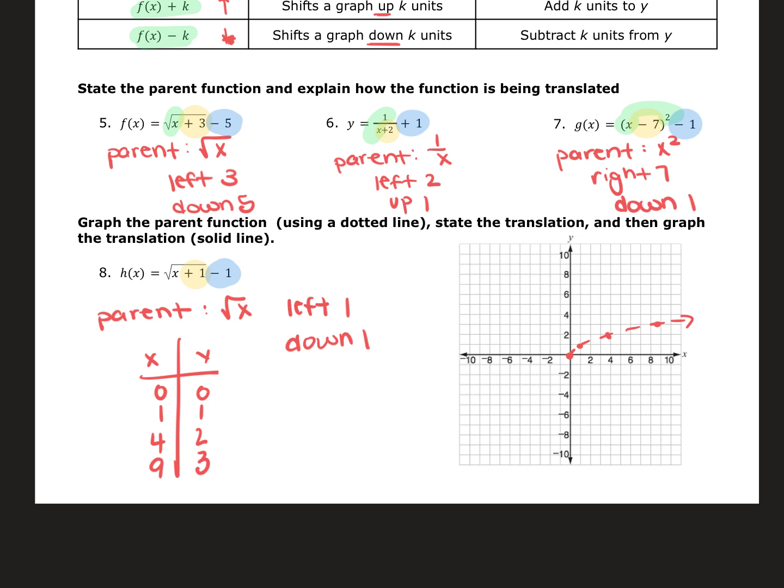So I'm going to put my pen on the original dot, and I'm going to move it left 1, down 1, and I'm going to get a new dot right here. Left 1, down 1, new dot. Left 1, down 1, new dot. So I'm starting on the original dot that I had from the parent function, and I'm doing whatever the translation was. So left 1, down 1, there's that new one. Left 1, down 1, there's that new one. So it's going to be the same exact shape, just shifted down.